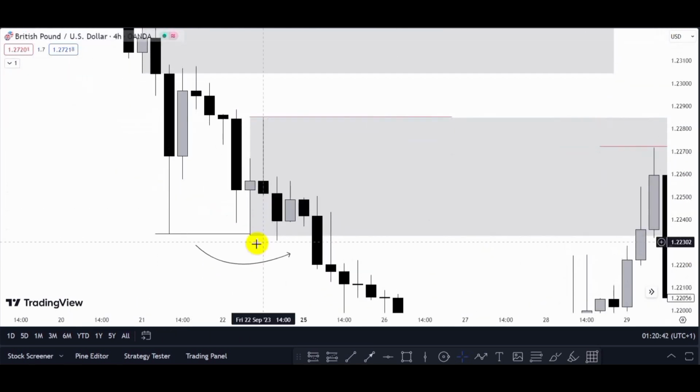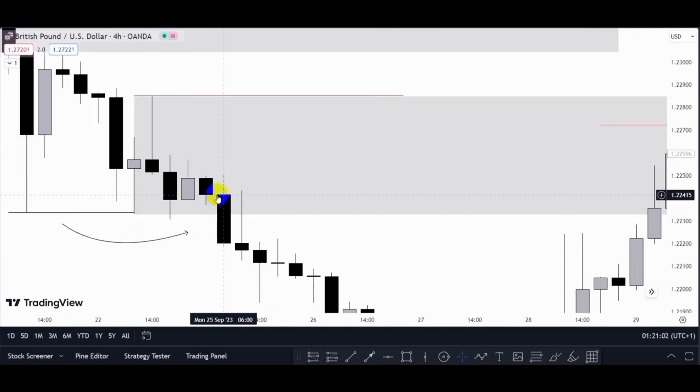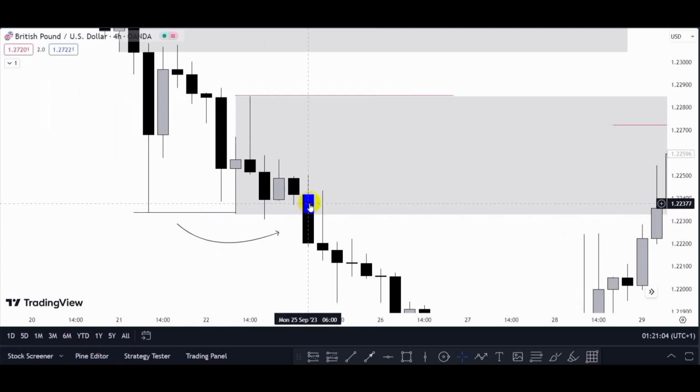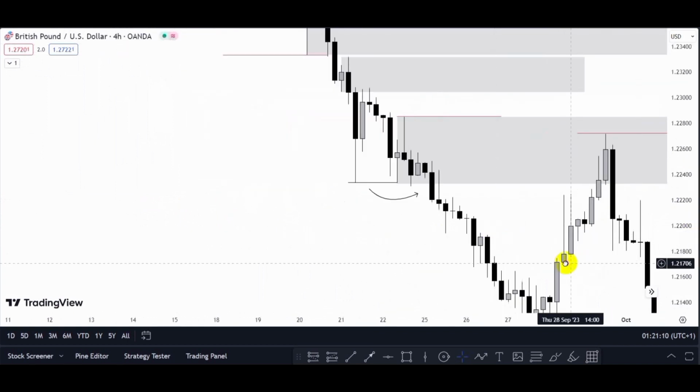Let me enlarge this so that you can see. This is the lowest point this week. It took out the low of this candle, took out the low of this week. So we have a valid pullback. Price took out the high of this candle. So you can see a break of structure is now valid because this candle moved to the downside and then closed below the low.